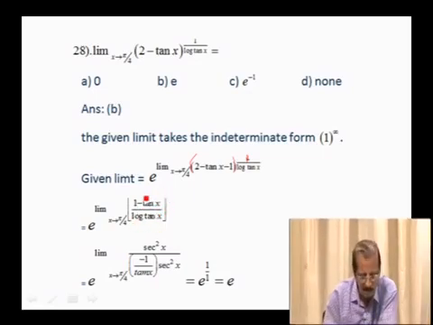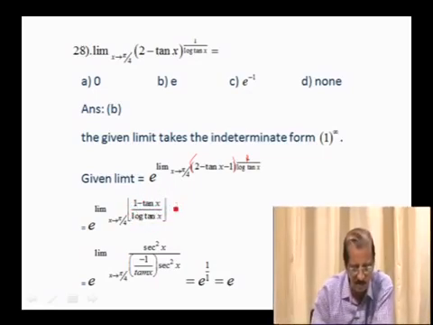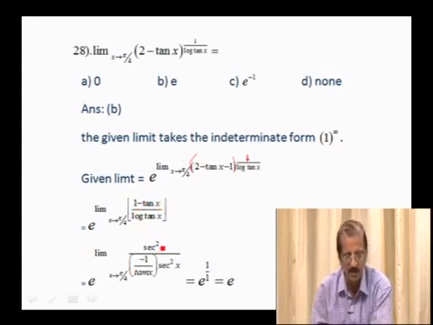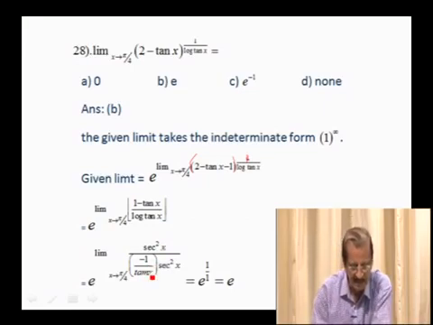And in order to simplify this one, of course, we apply once again L'Hopital's rule because it takes the form 0 by 0. 1 minus tan pi by 4, that is 1 minus 1, 0. Log tan pi by 4, log 1, that is 0. So it's of the form 0 by 0. So for this apply L'Hopital's rule. Differential of 1 minus tan x is secant square x, and differential of log tan x is 1 by tan x into secant square x. So that will be e to the power of 1 by 1, that is e is the answer.